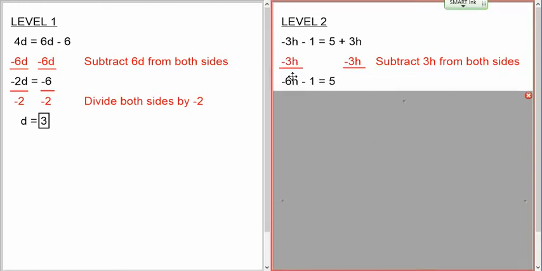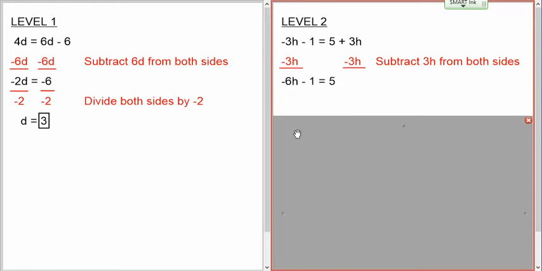Negative 3h minus 3h is negative 6h. That minus 1 is still there. Still got the 5, but over here we've got this positive 3h, and when I subtracted 3h from it, I got 0. So 5 plus 0 is 5. That was why I subtracted 3h from both sides in the first place. I could have added 3h to both sides. That would have given me positive 6h on the right and 0 on the left, but this is the route I chose to go. That does give me a negative coefficient in front of the h value. That's okay, we can deal with that.